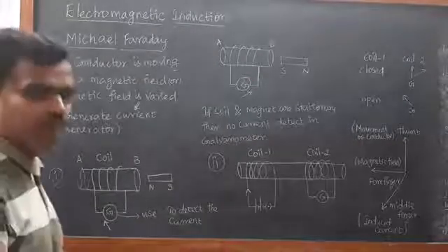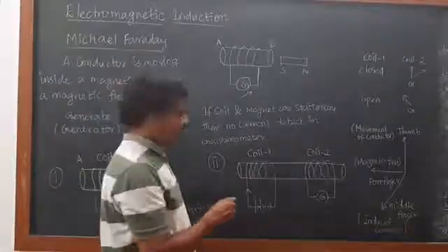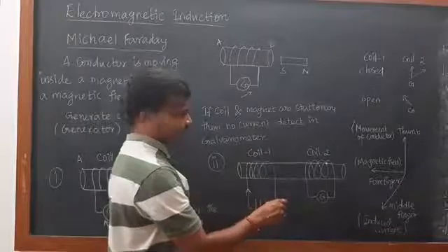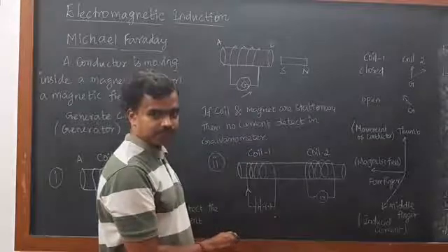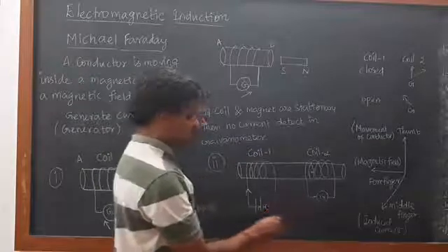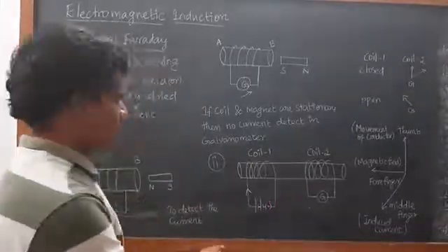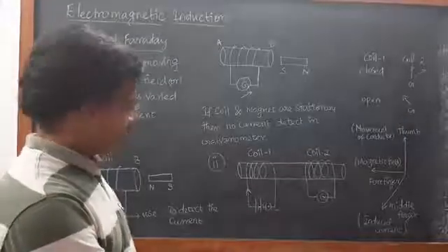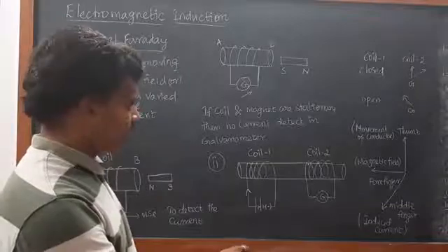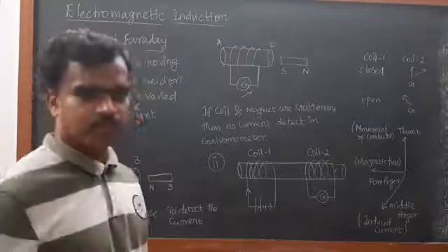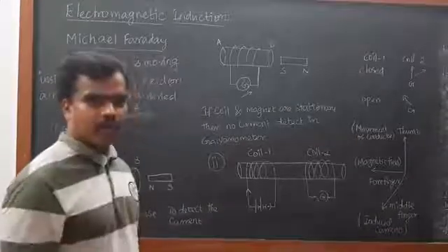And the other way, we have one conductor. In that conductor, one coil is here and the second coil is here. The first coil is connected to a battery and key. The second coil is connected to a galvanometer, right? Now, if we close the key, what will happen to coil 1?